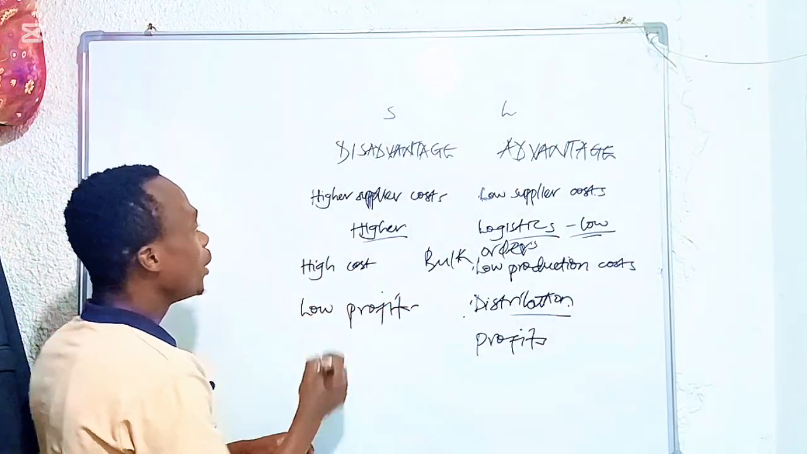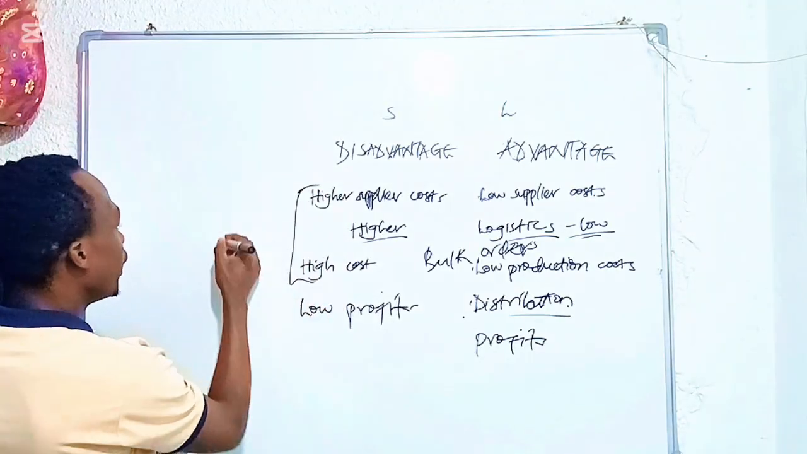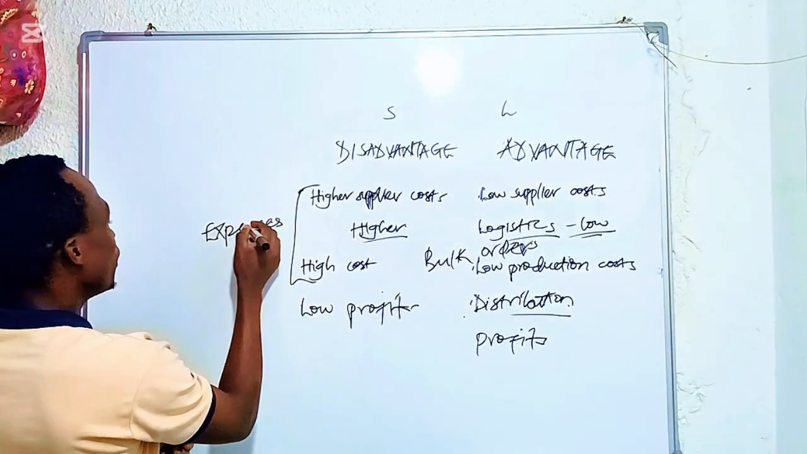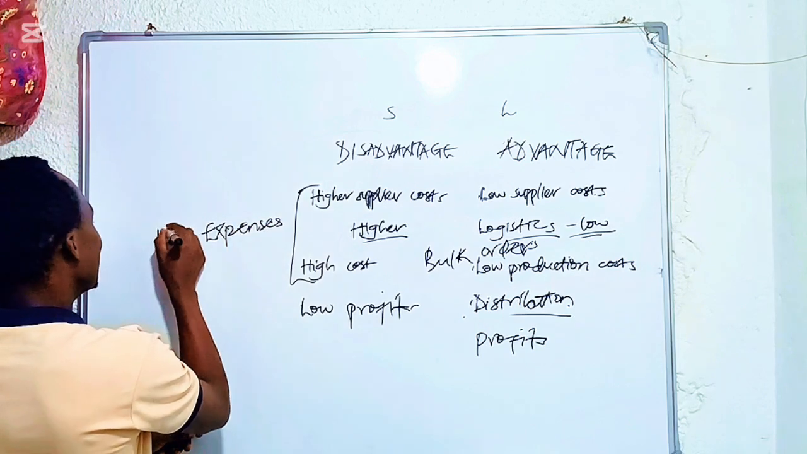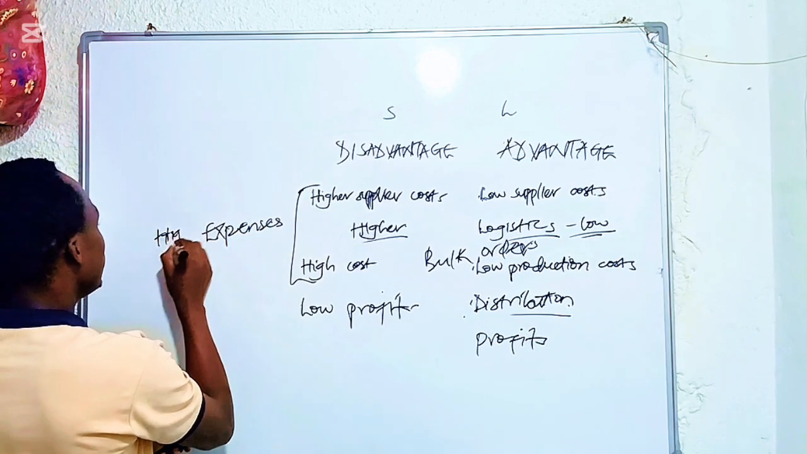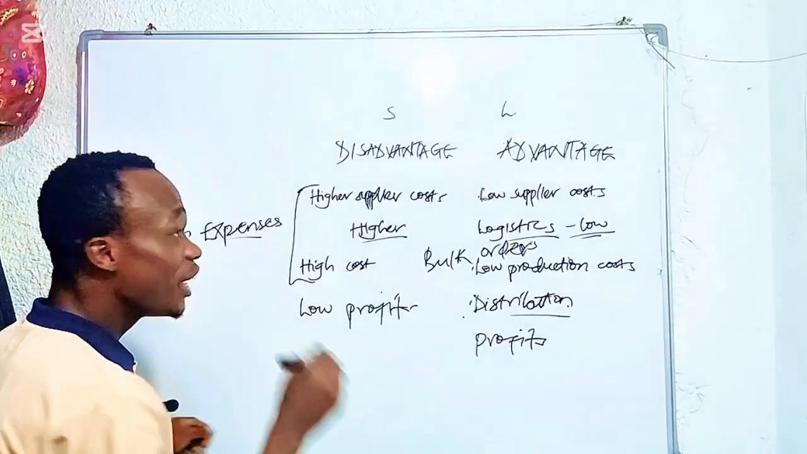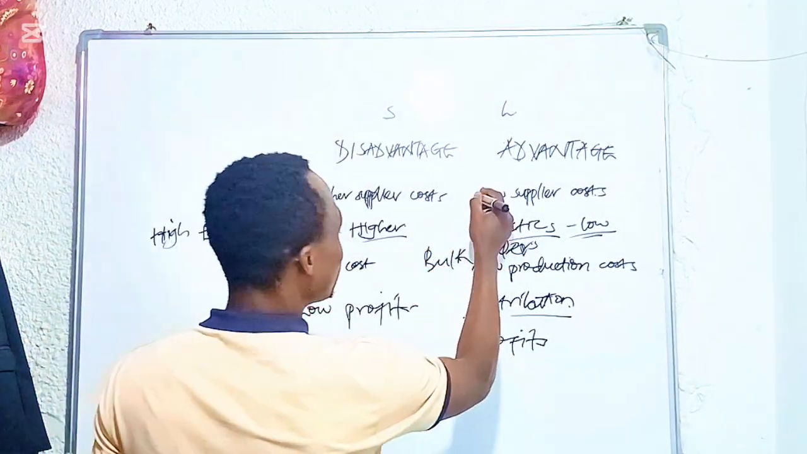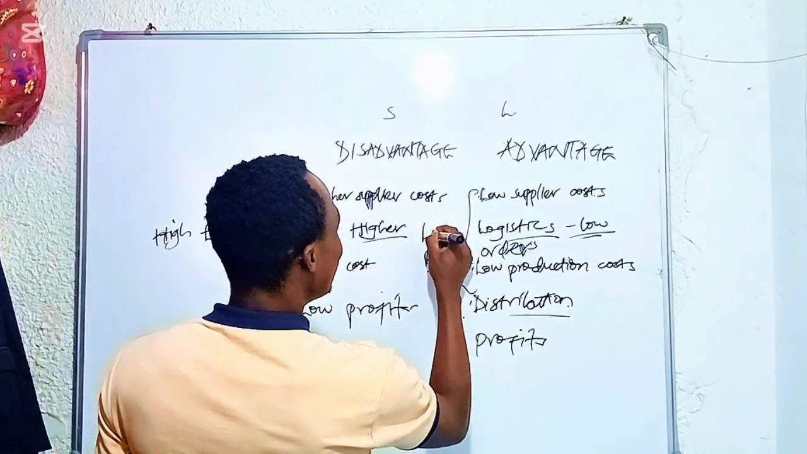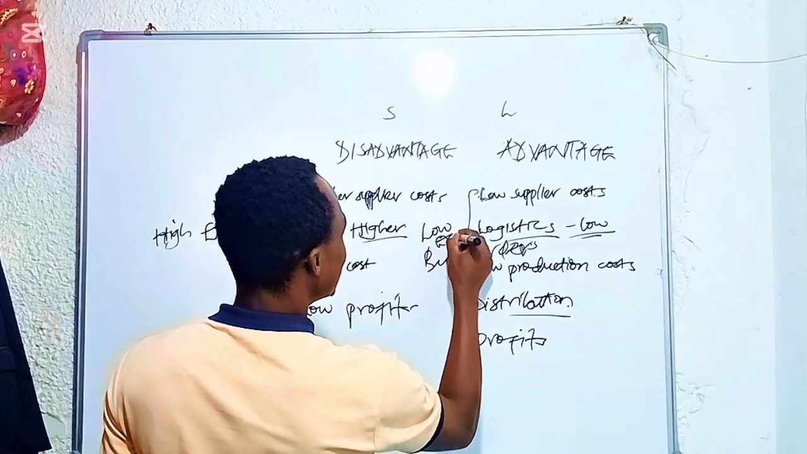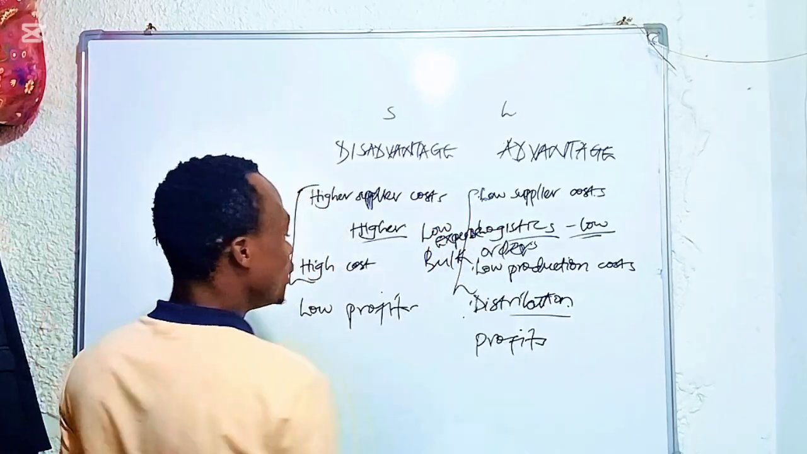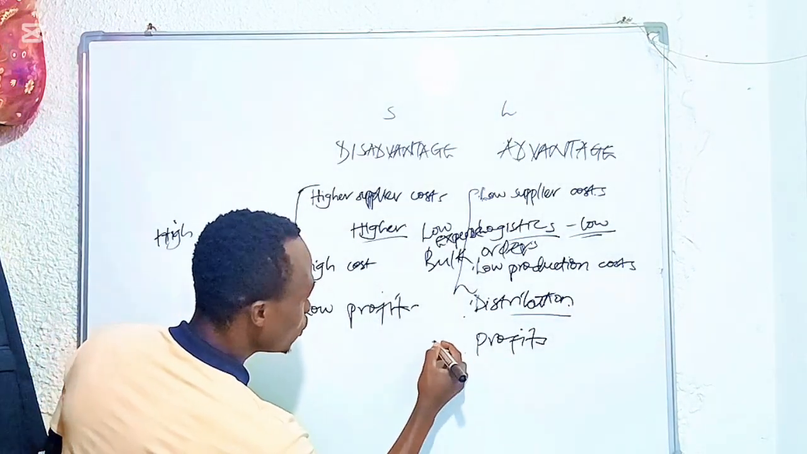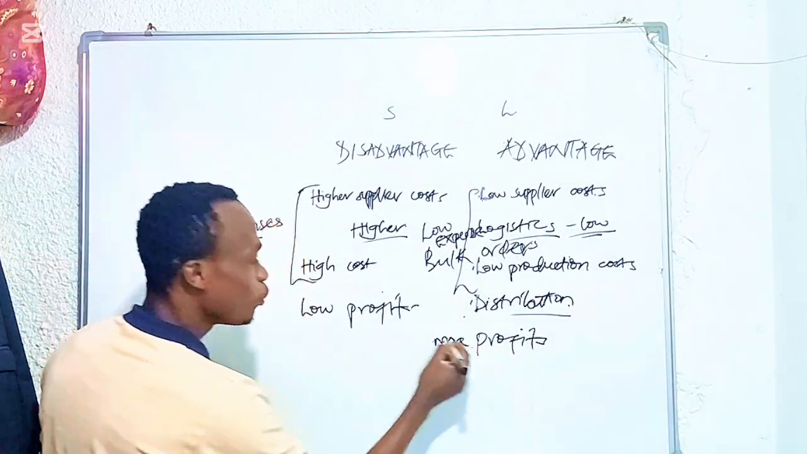Remember here, if we add this, these are expenses. For you, a person who is dealing in smaller quantities with low capital, you are going to have higher expenses than this one. This one is going to have low expenses. But what matters most is the profits. This one is again having more profits.